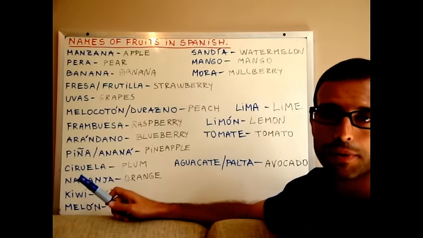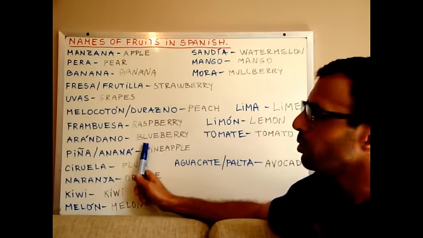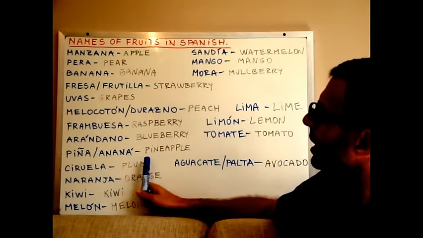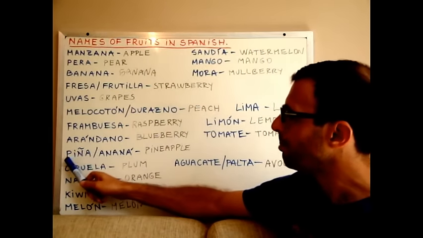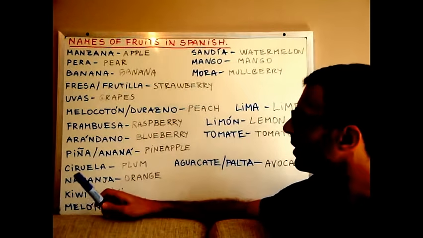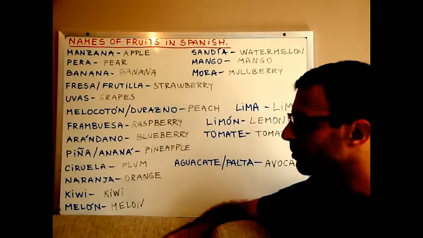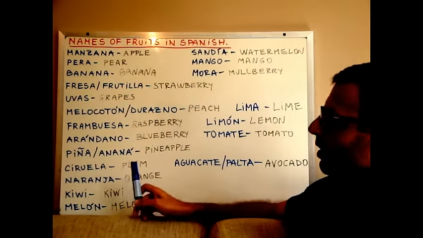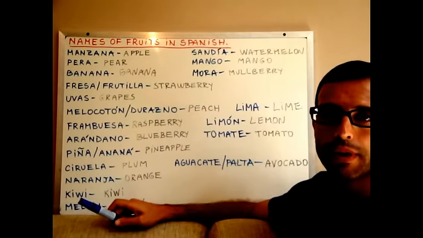Frambuesa is raspberry. A raspberry is una frambuesa. Blueberry is arándano. Pineapple has, again, two different words. We have piña, that is a word used in Spain and some other Latin American countries, and ananá, which is used in some other Latin American countries. So we have piña and ananá. For plums is ciruela. One plum is una ciruela.